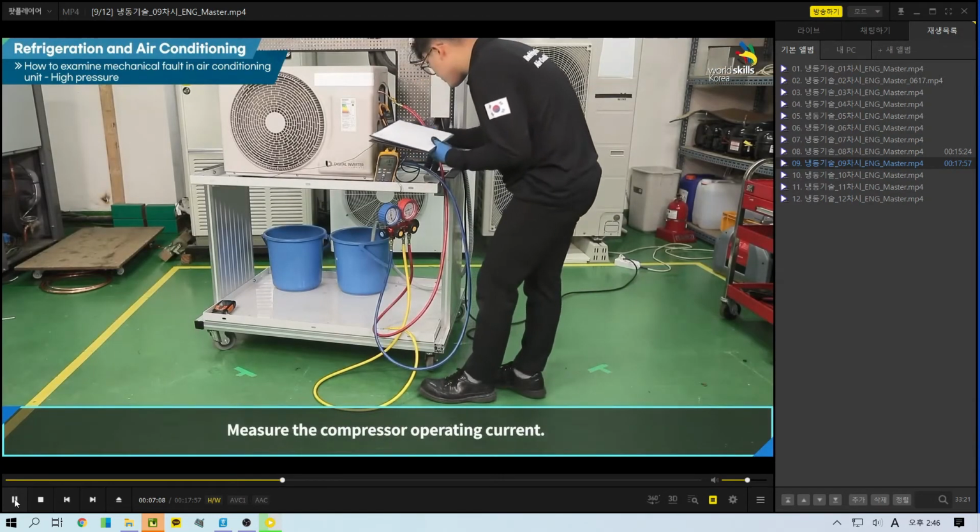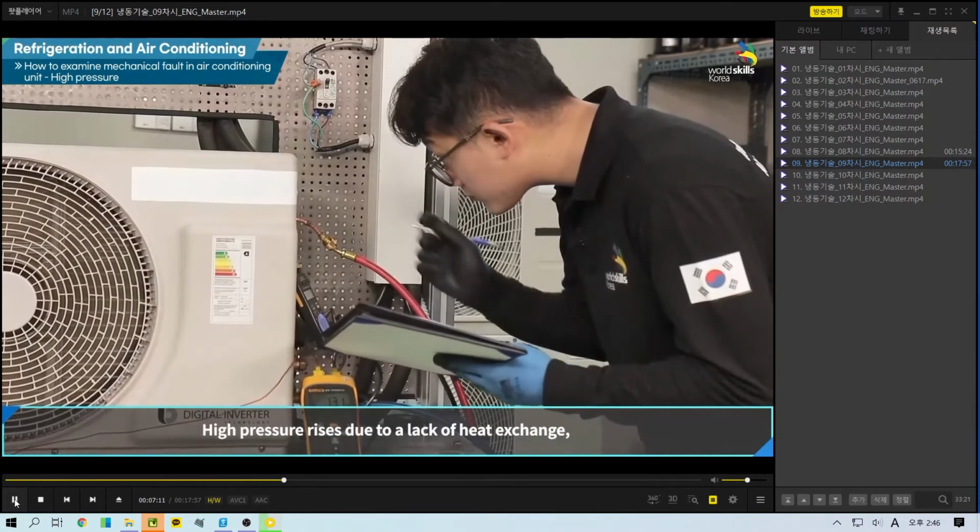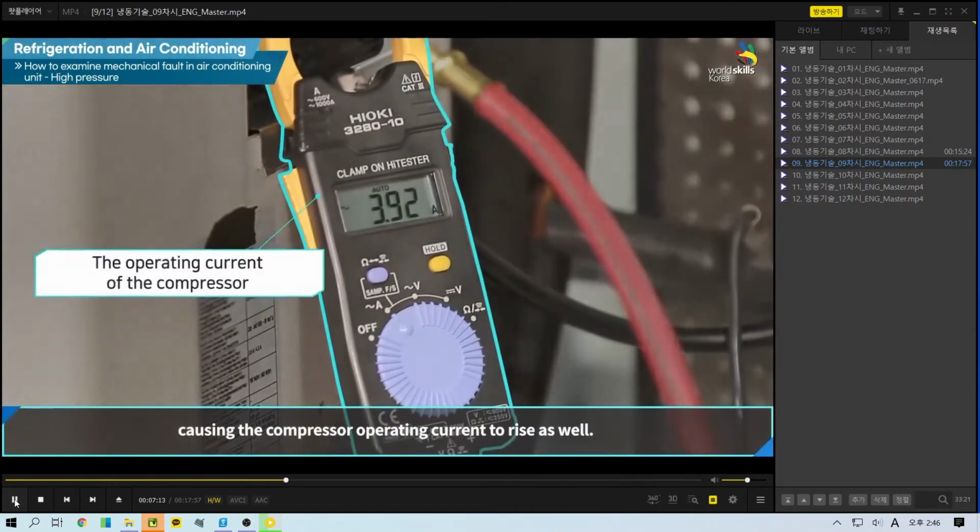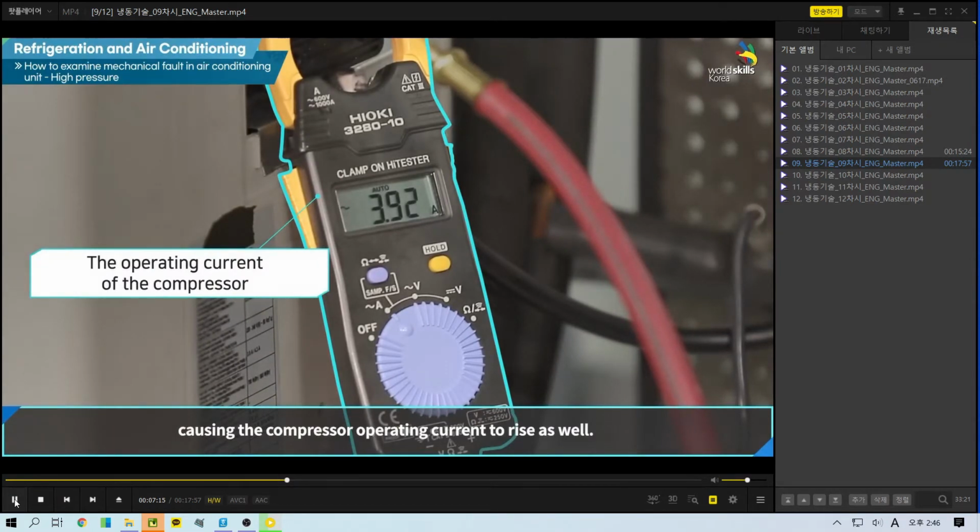Measure the compressor operating current. High pressure rises due to a lack of heat exchange, causing the compressor operating current to rise as well.